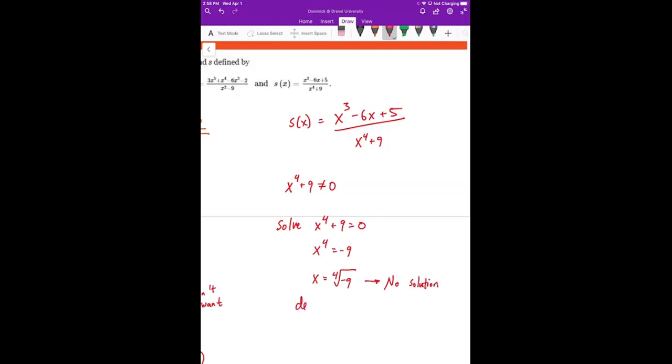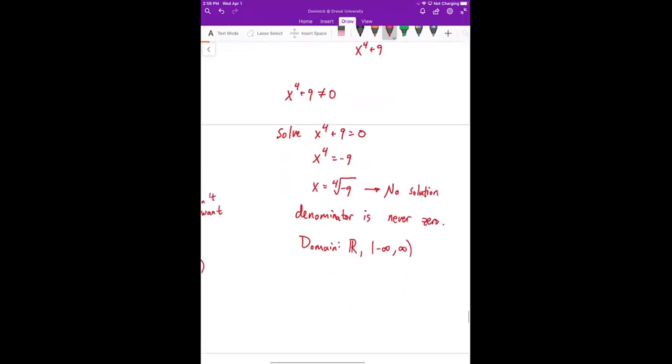So the denominator is never 0, which is good. So the domain is everything, right? So we could say the domain is fancy R for all real numbers, or we could just say it's minus infinity to infinity. All right, either one of those would work. So it's important that if you're looking at a rational function, you're able to find what the domain of that function is.